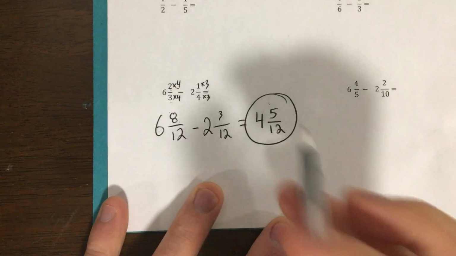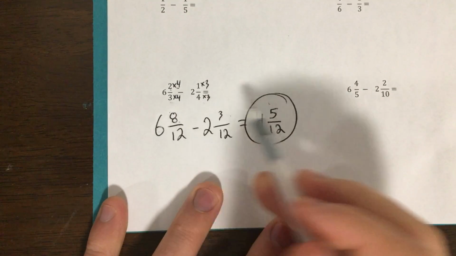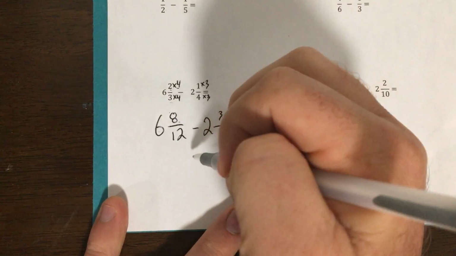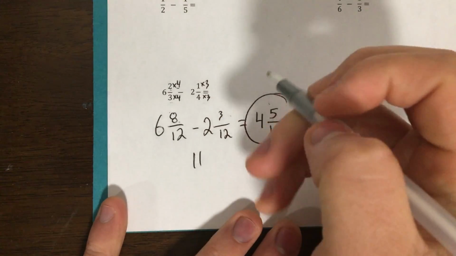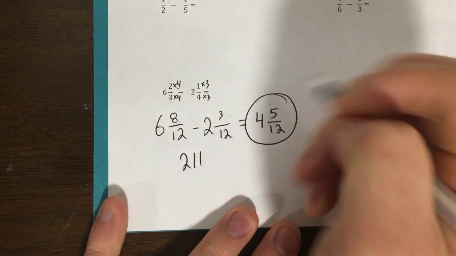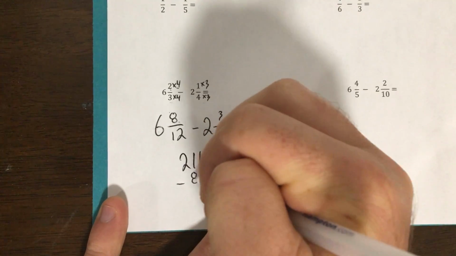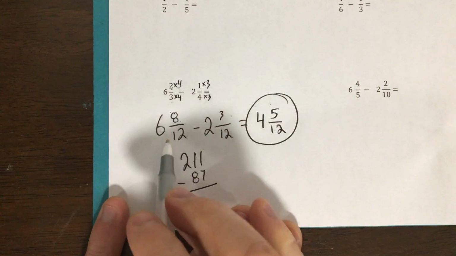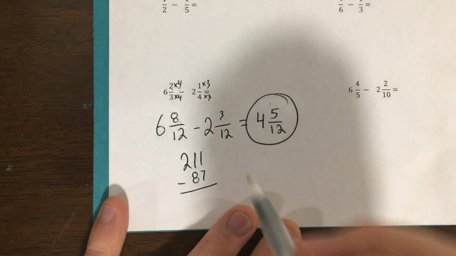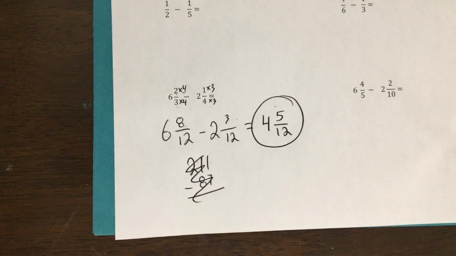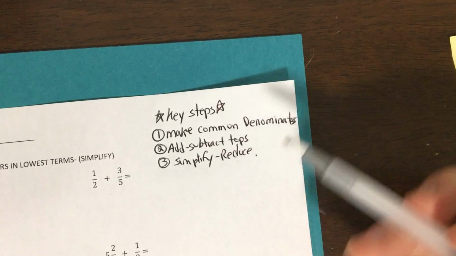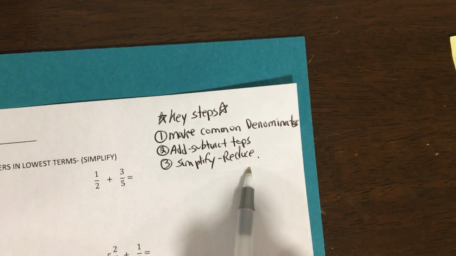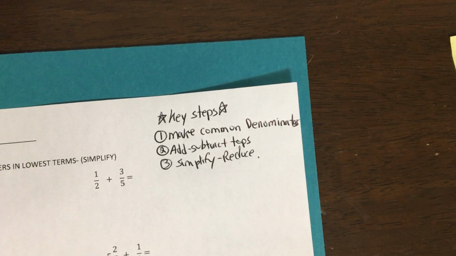Okay? There are situations where this number is bigger than this and we need to borrow, just like we would with just regular numbers. For example, if we wanted to subtract, let's say 211 subtract 87, you have to borrow. We can do the same thing with fractions as well, but we'll do that on a later date. All right, so biggest thing to remember, we want to make common denominators, add or subtract the tops of the numerators, simplify and reduce if needed at the end.